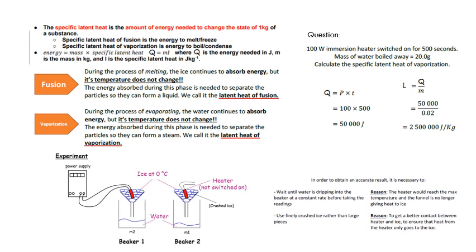The next new part that I'm talking about is the specific latent heat, and that is something new that I want you to focus on, which is the specific latent heat. Specific latent heat is, as a definition, the amount of energy needed to change the state, not to just change the temperature, change the state of 1 kilogram of a substance at a constant temperature.